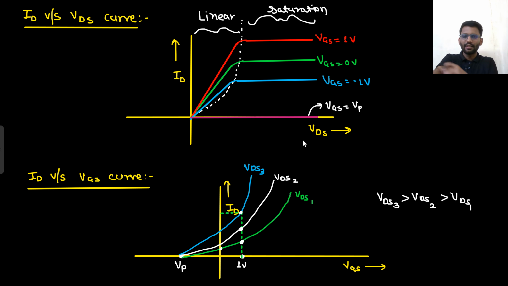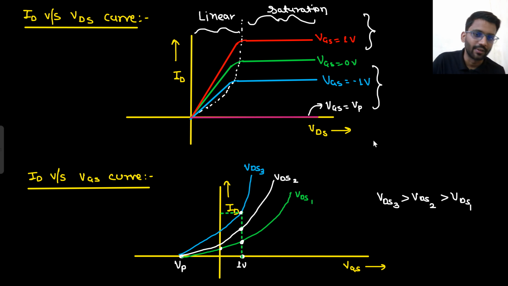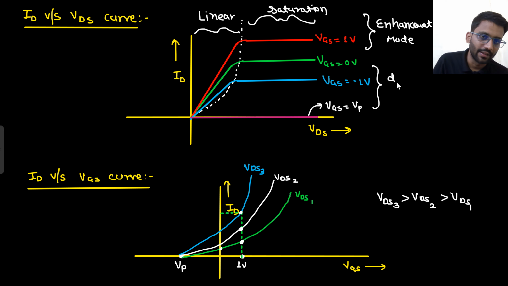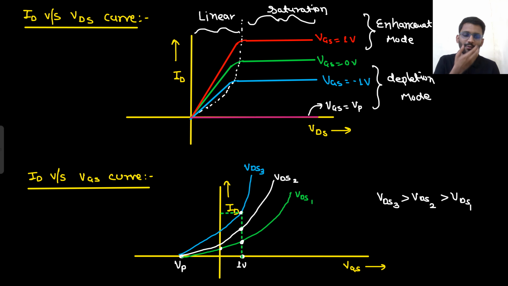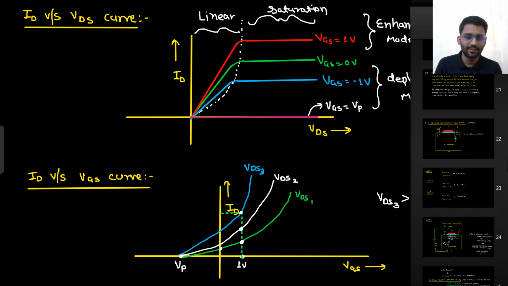And one more thing, in depletion type, this mode is known as enhancement mode and this mode is known as depletion mode, because here the current is decreasing, and if VGS is high, the current is increasing. This is not important, no one will ask you about it, but just for information. This is for depletion type of MOSFET, which I forgot to write in the previous lecture.